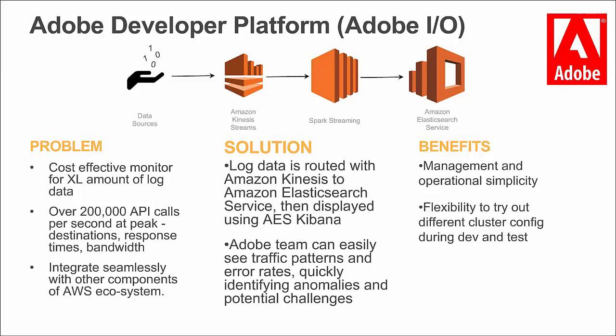So let's talk about a couple of examples of customers who are using Amazon Elasticsearch Service. The first one of these is Adobe Developer Platform. These guys have a major monitoring infrastructure that's looking at API calls to their system. It's an extra large use case with over 200,000 API calls per second, and they wanted to get that data into Elasticsearch Service. They use Kinesis and Spark to build that data into a more rolled up form and then send it to Amazon Elasticsearch Service. During the POC phase, they had a number of different configurations that they were able to try out very quickly through using our console and through changing the configuration of their cluster. That made it really easy for them to dial in the kind of scale that they needed.